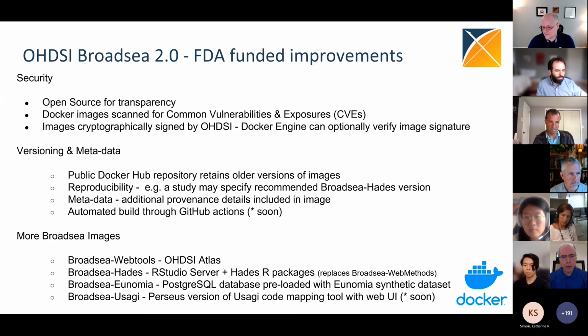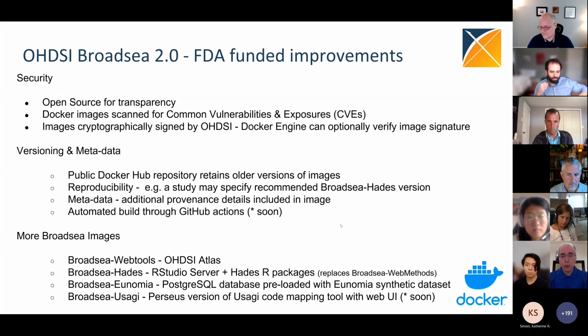We haven't quite got to the point where we've got the automated build yet, but I'm working on that. So very soon we'll have GitHub Actions. So we'll have a nightly build of these images to keep them up to date. That's also a key piece, and it'll go through the testing and the scanning piece. And the last piece on here is just that we have new images coming out. So Broadsea Web Tools has always been there. It's not changing. We're going to have it signed.